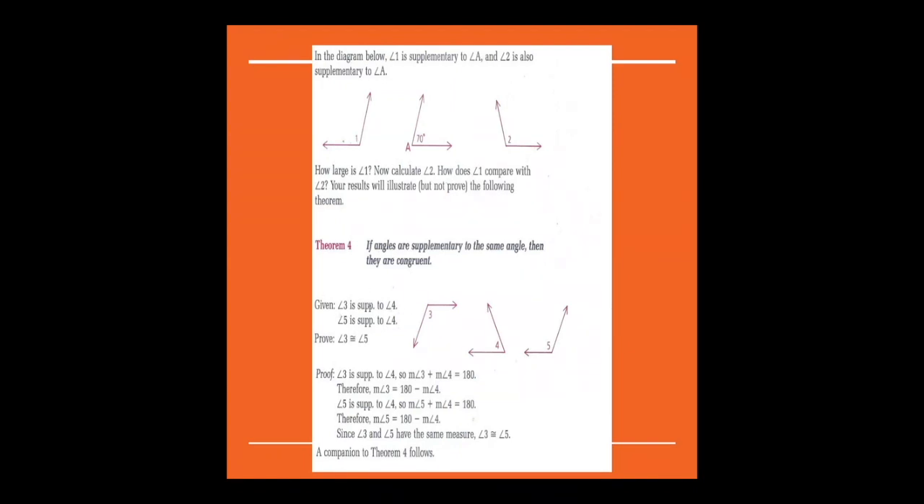Here's our given statement. Angle 3 is supplementary to angle 4, and angle 5 is supplementary to angle 4. We have to prove that angle 3 is congruent to angle 5. Our proof will look something like this.